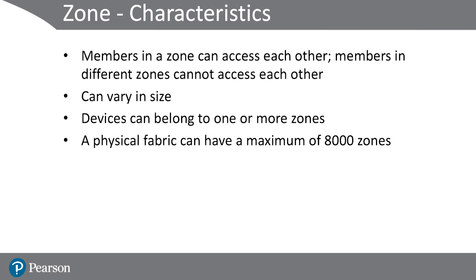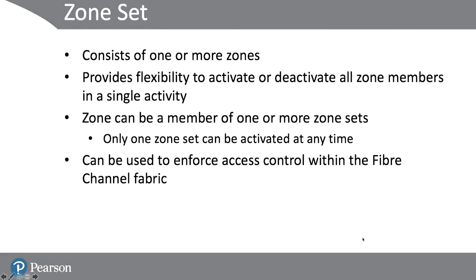Now that we have talked about zones, let's talk about zone sets. A zone set is a collection of zones. It provides you with the flexibility to activate and deactivate all zone members in a single activity. A zone can be a member of one or more zone sets. But remember, only one zone set can be activated at any time. A zone set can be used to enforce access control within the entire Fibre Channel fabric.